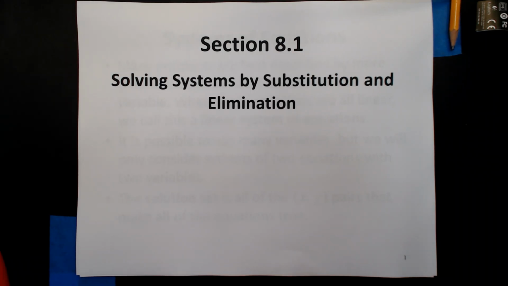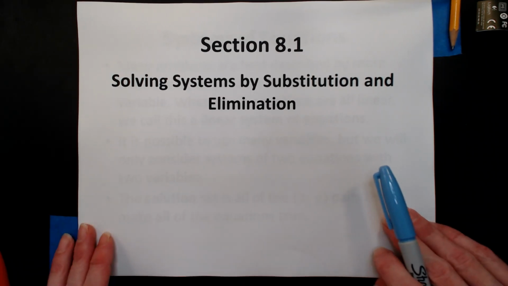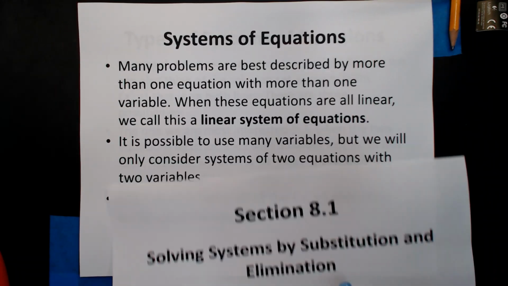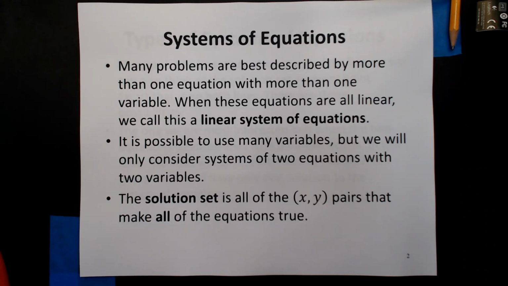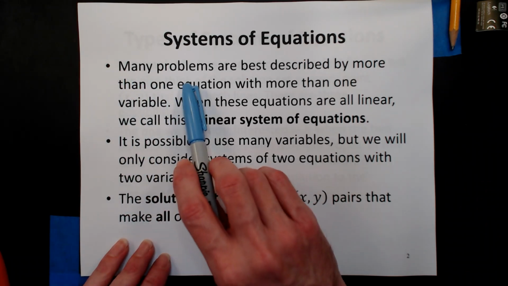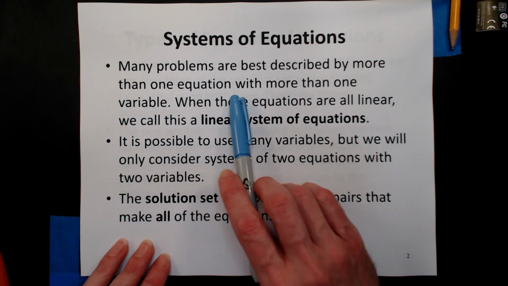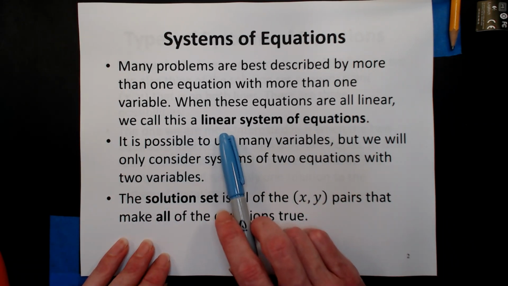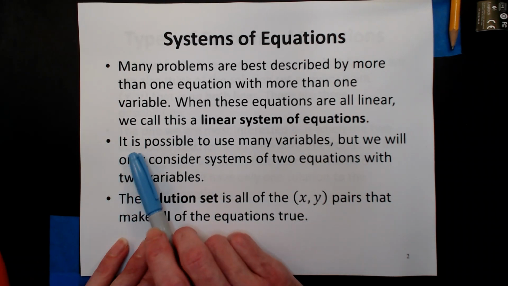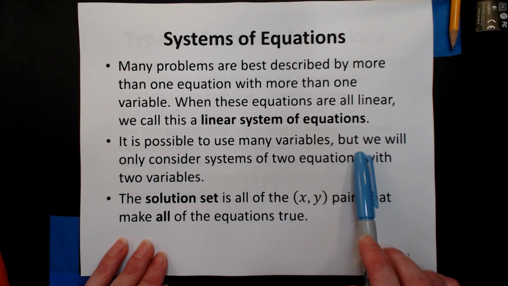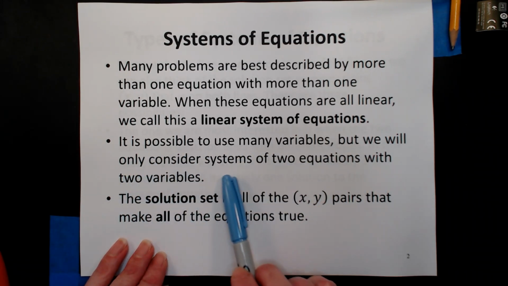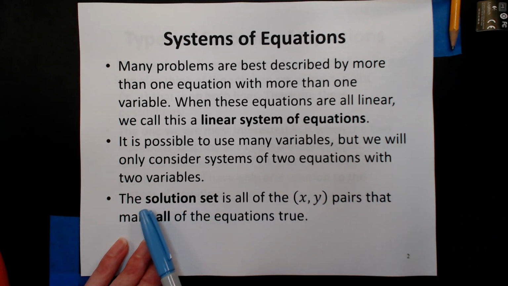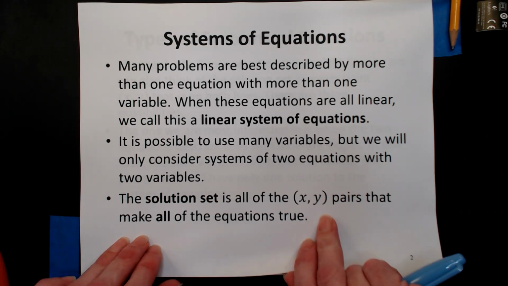Hello, today we're learning section 8.1, solving systems by substitution and elimination. Systems of equations. So many problems are best described by more than one equation with more than one variable. When these equations are all linear, we call this a linear system of equations. It's possible to use many variables, but we will only consider systems of two equations with two variables. The solution set is all of the xy pairs that make all of the equations true at the same time.